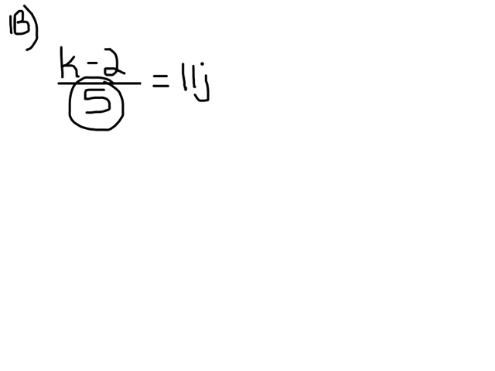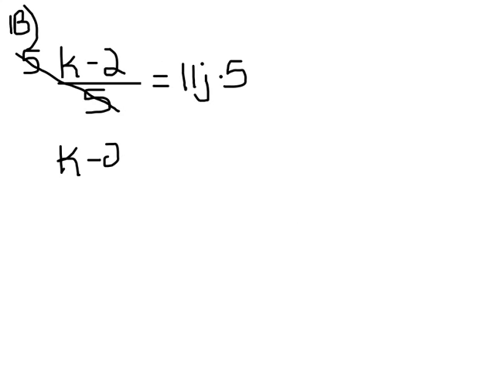In example 1b, we'll be taking k minus 2 divided by 5 equals 11j. We'll be solving this for k. So, like a two-step equation, we'll be undoing the division of this 5 first by multiplying by 5 on both sides. On the left side of our equation, we're left with k minus 2. On the right side, we have 11j times 5, or 11 times 5, which is 55j.